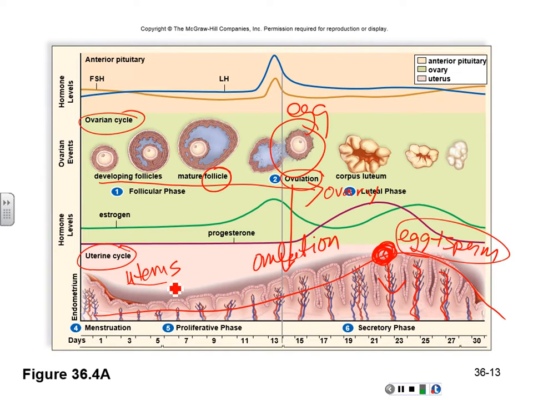So why does the lining of the uterus build up? It's waiting for possible egg implantation. Well, what happens if you do not have a fertilized egg? What happens if you do not become pregnant? Then this layer starts sloughing off, and this is where we have menstruation.